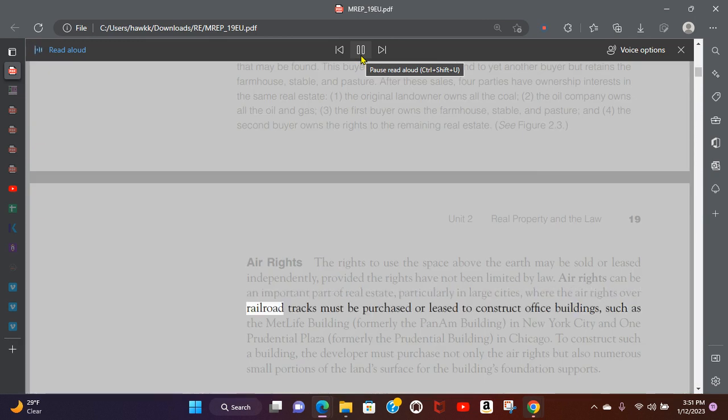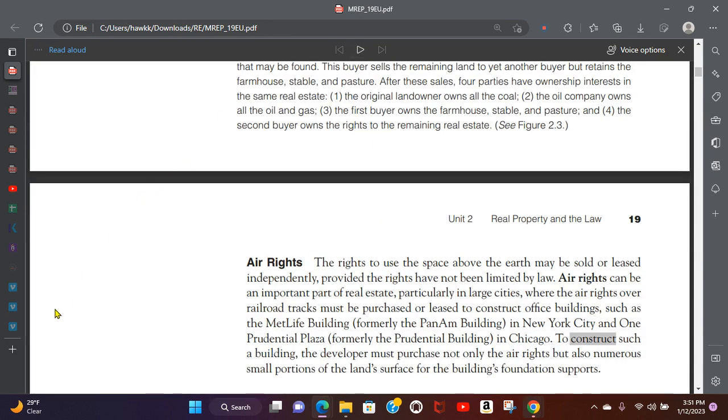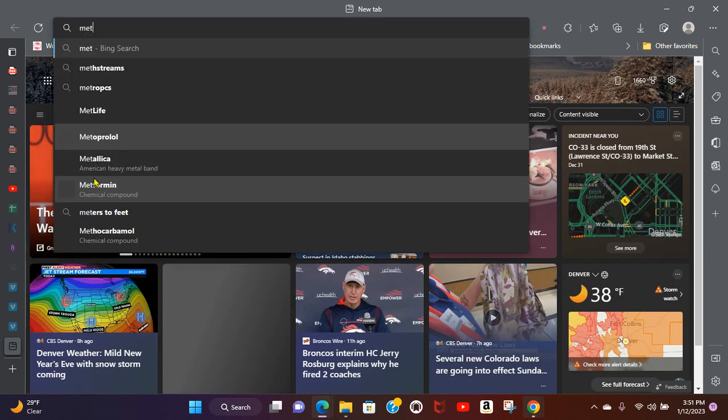Cities, where the air rights over railroad tracks must be purchased or leased to construct office buildings, such as the MetLife Building, formerly the Pan Am Building, in New York City, and One Prudential Plaza, formerly the Prudential Building, in Chicago. So we're going to live research that. What you say, MetLife Building?